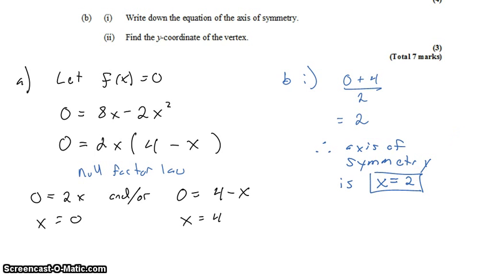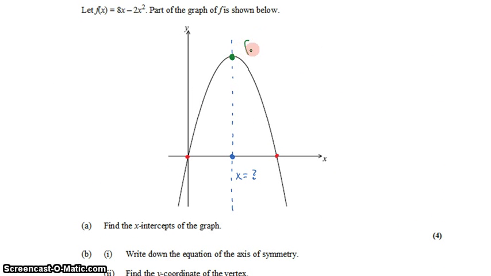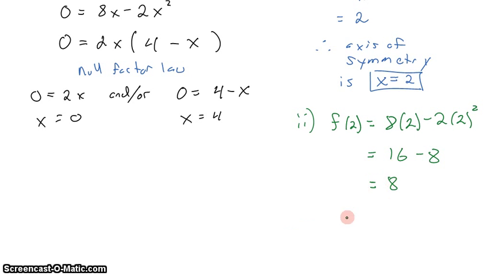All right, for part 2, I want to find the y-coordinate of the vertex. So coming up here, the y-coordinate of the vertex, the x-coordinate is 2. We already determined that. But now we want to know what the y-coordinate is. The y-coordinate is going to be f of 2, and we just need to solve f of 2. So f of 2 is equal to 8 times 2, take 2 times 2 squared. 8 times 2 is 16. 2 times 2 squared is 2 cubed. That's 8. All right, so the y component of the vertex is 8.